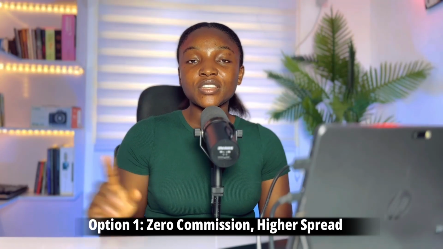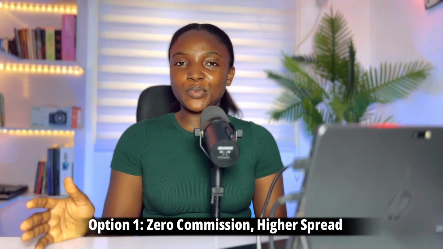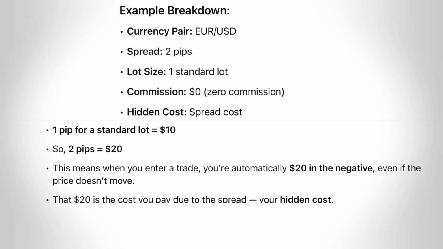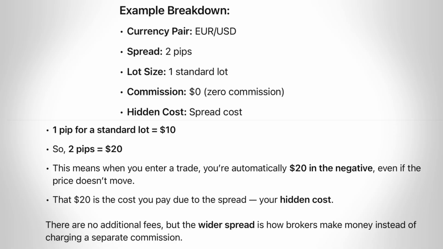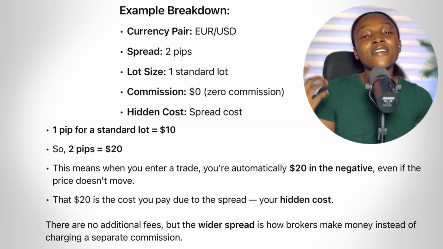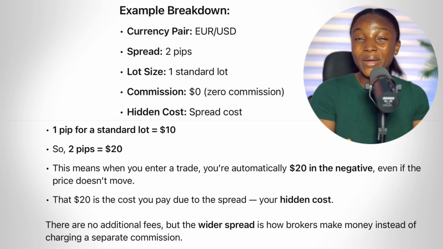So the first option, zero commission account with wide spread. This is what many standard accounts offer. They have no commission at all, but the spread is marked up, is higher. Let's see an example. Let's say you trade Euro USD and your spread is 2 pips and the lot size is one standard lot, no extra fee, so no commission. 1 pip equals $10, so a 2 pip spread means you pay $20 to enter the trade. That's your hidden cost. So you were not charged any commission, but because of your spread, you have a fee of $20 if we are going by this example.